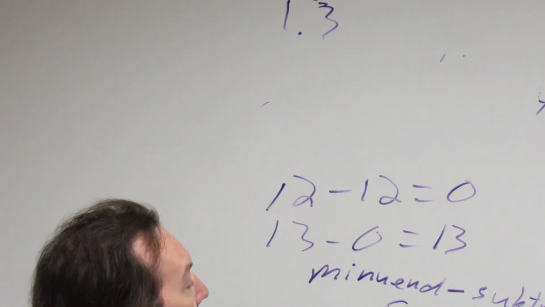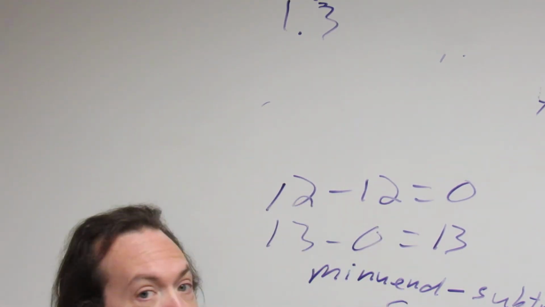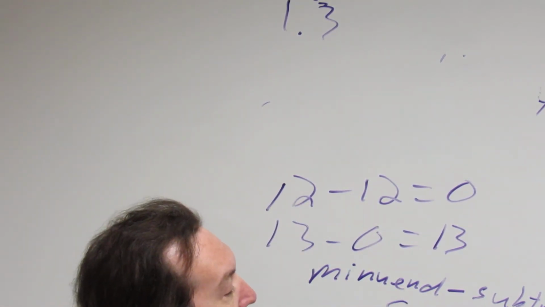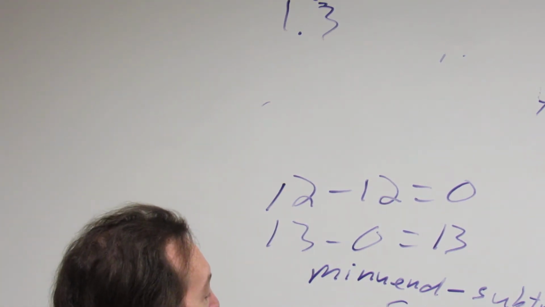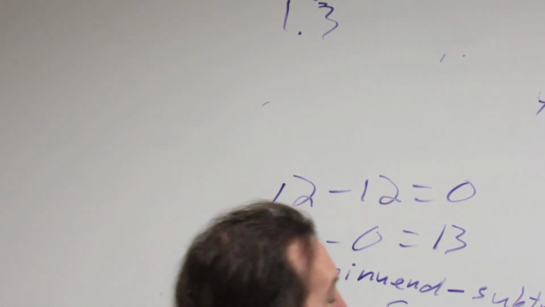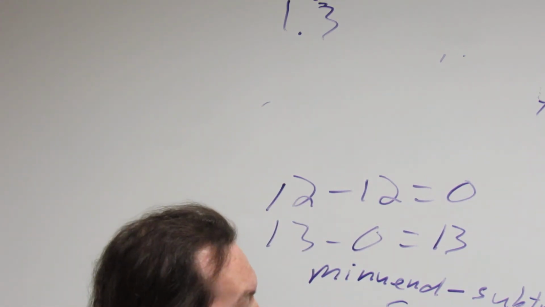So 8 minus 3 equals 5. 8 is the minuend, 3 is the subtrahend, 5 is the difference. When we're adding, the numbers are add-ins, and we get a sum. So 8 plus 3 is 11. These are both add-ins, and this is the sum.